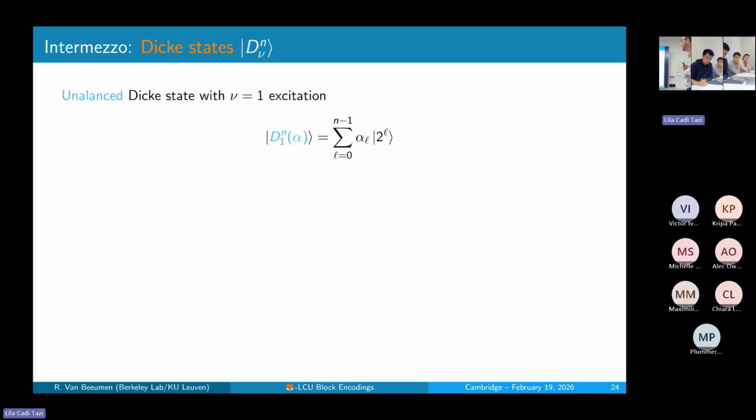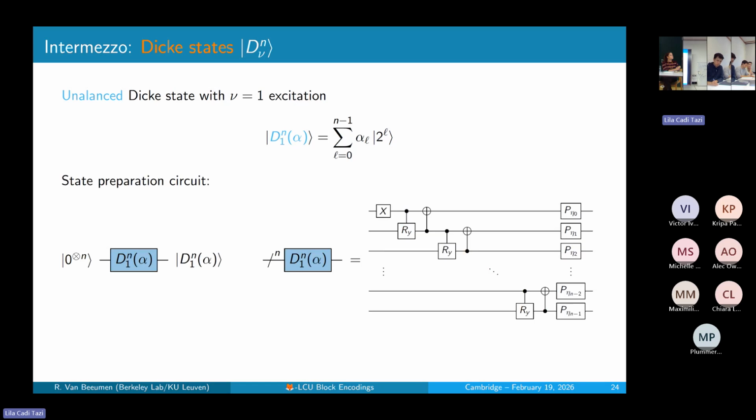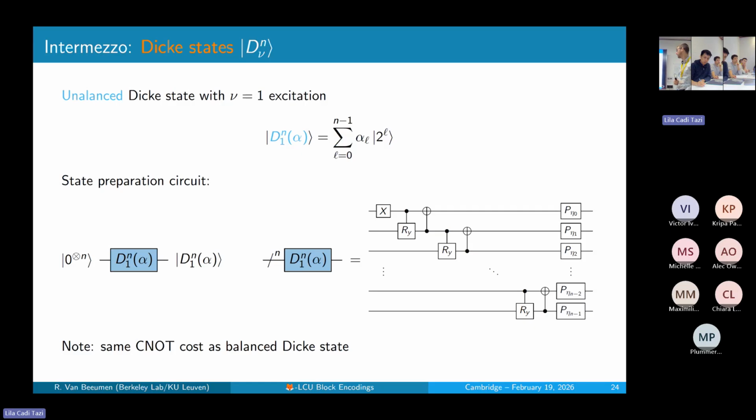We can make it a little bit more complicated, also an unbalanced Dicke state. So now we just have a factor alpha L in front of the terms. And we can also come up with an efficient linear depth circuit. We have exactly the same as for the balanced one, and then we add some phase gates to compensate. But okay, phase gates are just 1-qubit gates, we assume they don't contribute to our 2-qubit depth. So the same CNOT cost as for preparing a balanced Dicke state. So these alphas are arbitrary normalized. Yes. Yeah.